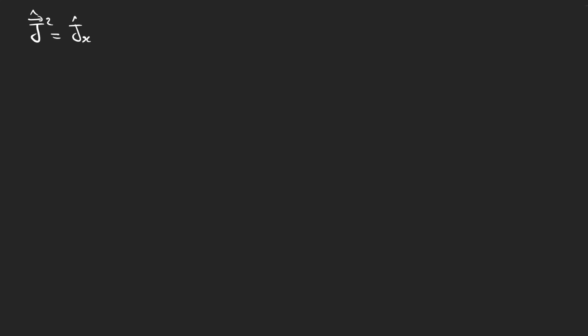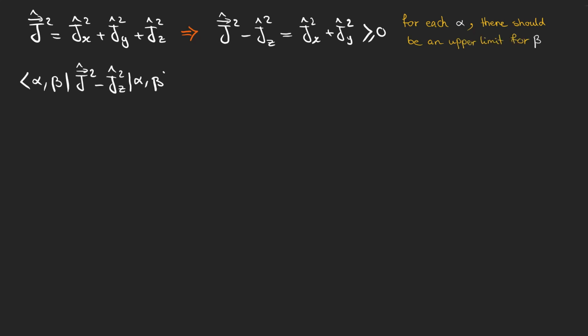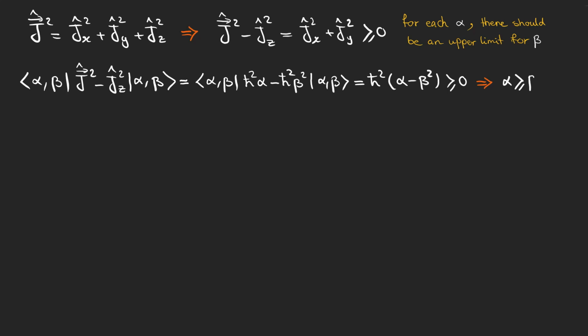We also know that J² is Jx² + Jy² + Jz². So J² − Jz² is Jx² + Jy², which is a non-zero quantity. So we can say that for each α, there should be an upper limit for β. It's because if we find the expectation value of J² − Jz² in these eigenfunctions, we find it to be ħ²(α − β²), and this quantity is zero or positive, which means α should be larger than or equal to β². So β has an upper limit.